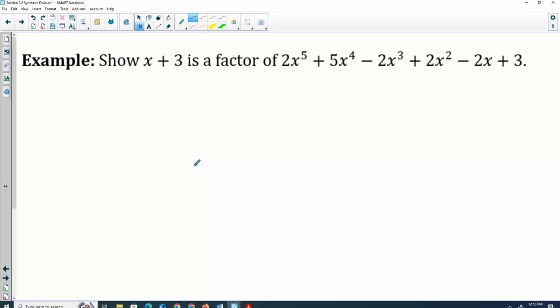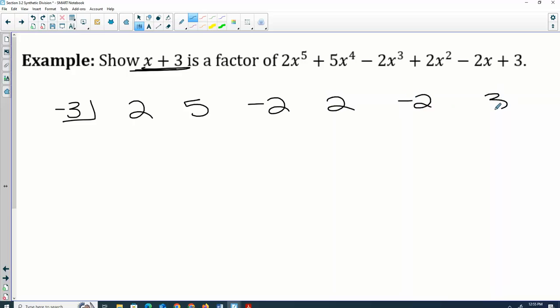If I look at this one, show x plus 3 is a factor of this expression. What does it mean to be a factor? It's divisible by that. So what should be your remainder when you divide them? 0. Okay. So if I'm dividing by x plus 3, what number goes in my box? What are my coefficients? We didn't have any missing powers that we had to put in.